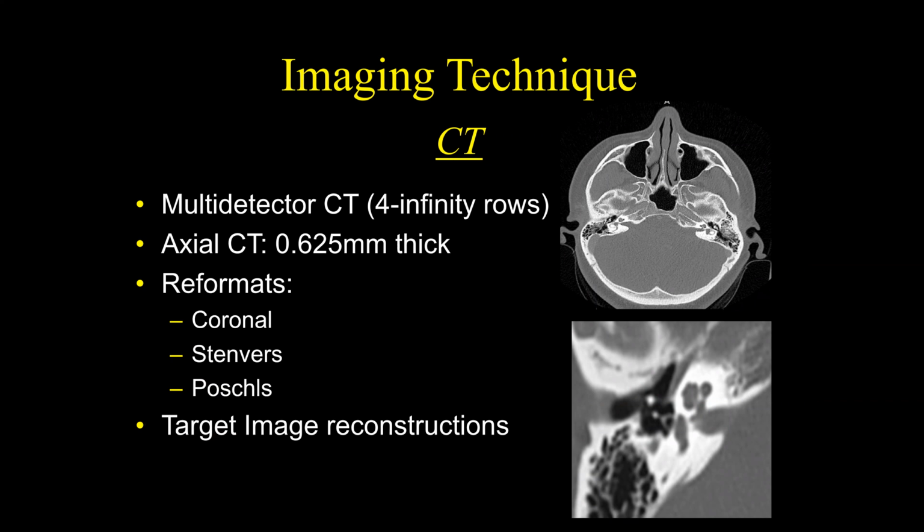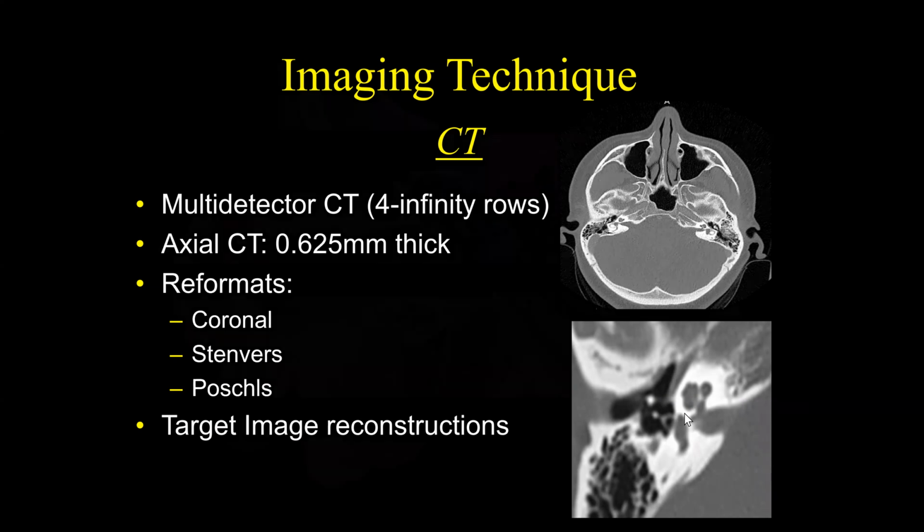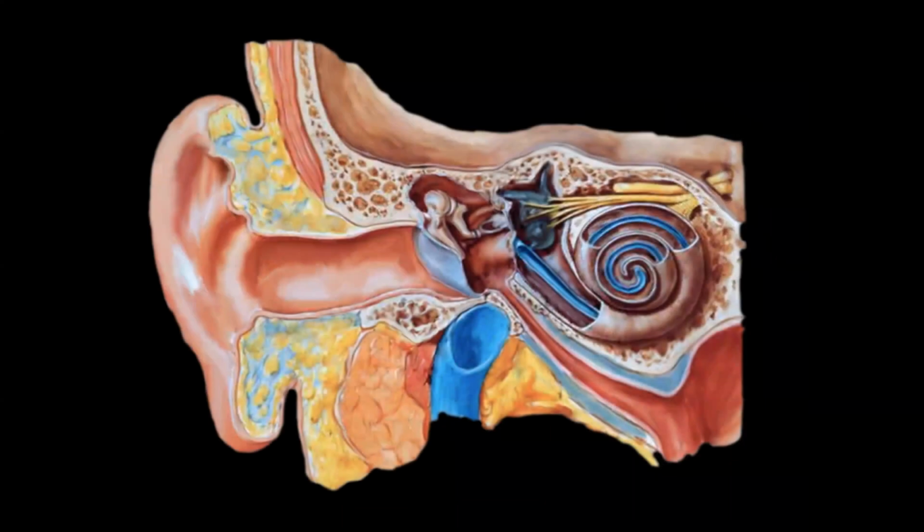We all now perform multi-detector CT. They can be anywhere from 4 rows to, I just say infinity. I've lost track of the highest number of rows that's available. We perform our studies at 0.625 millimeters thick, and then we routinely reformat in the coronal, Stenvers, and postural planes. And I really emphasize to target the reconstructions. This on the top right-hand side is a nice quality study, but when you, the radiologist, interpret, there should be targeted images so we can elegantly see the anatomy, and we'll be discussing various pathologies of this anatomy.